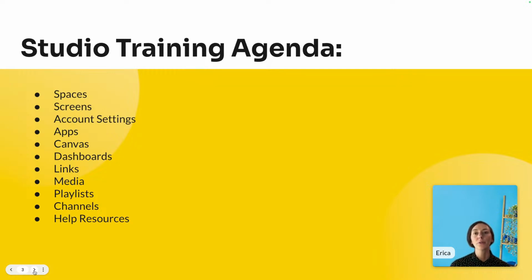We'll be walking through an overview of the platform in its entirety. We'll start by talking about what spaces are. We will talk about how to add and pair screens in your account. We'll do a brief overview of account settings, and then we'll focus on how you can create content through the use of apps, Canvas, dashboard, links, and our media features. And then we'll talk about how to put that content together through the use of playlists and channels.